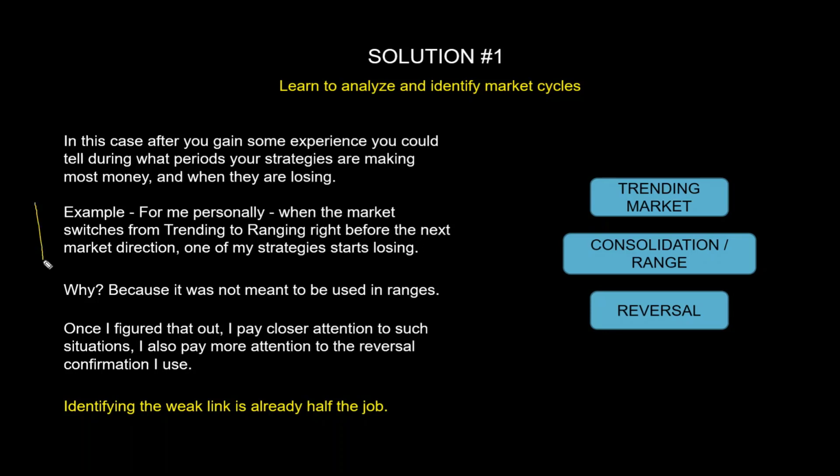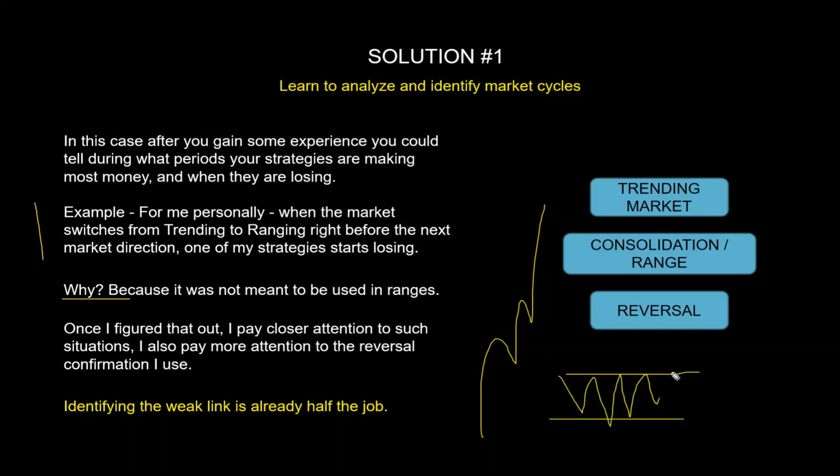Now let me give you an example. When the market switches from trending to ranging, right before the next market direction, one of the strategies that I'm using, which is a trend following strategy, starts losing. So what do you do then? You try to adapt. Now, why does that happen? Because the strategy that I'm using for trending markets has totally different characteristics from the strategy that I'm using when it comes to zigzagging conditions.